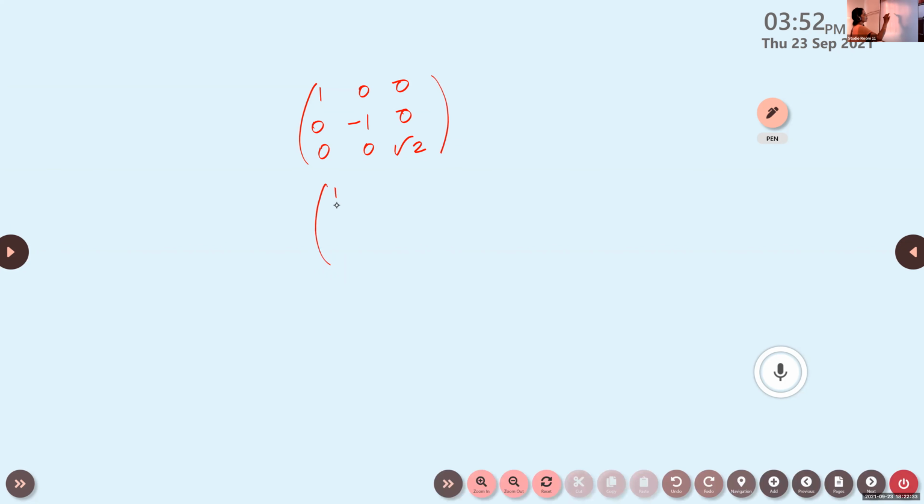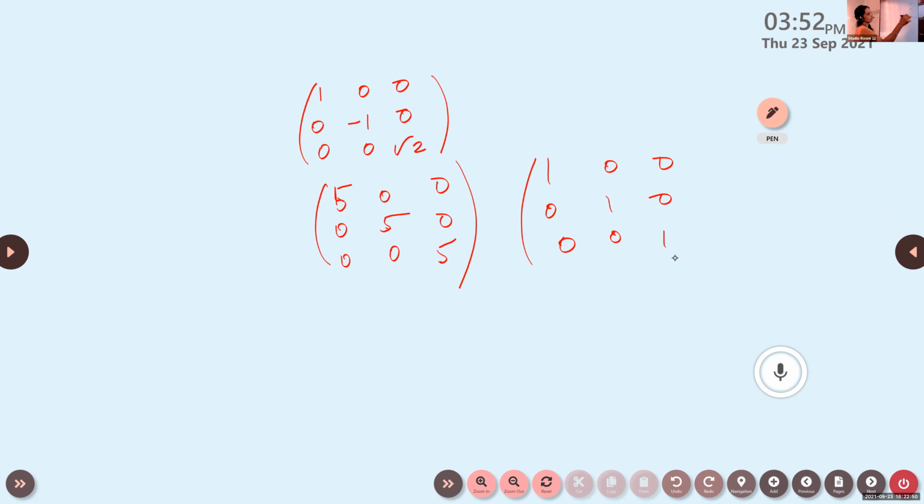Now, in a diagonal matrix, if all the diagonal entries are same, it is called a scalar matrix. 0, 0, 5 means it will become a scalar matrix. And if the scalar entry is 1, it is called identity matrix or unit matrix. Identity matrix of order 3, we denote it as I3. Identity matrix of order 2, we denote it as I2, and so on.